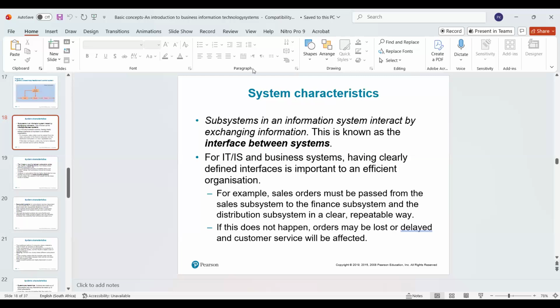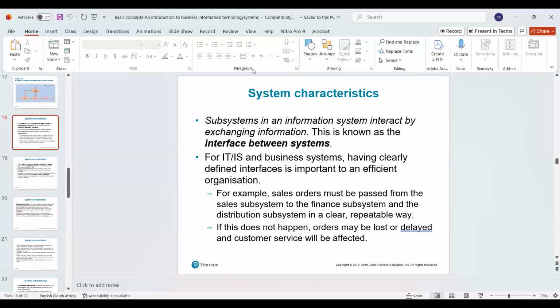It must be clear what type of information we are sharing, how we receive the information, and whether we are using technology. So it is very important for us to understand the flow of information when it comes to business systems and information technology. We need to have clearly defined interfaces, which is very crucial for the effective and efficient operation of the organization's activities.